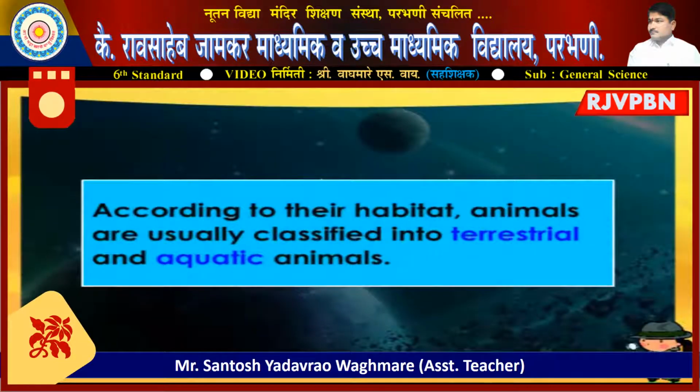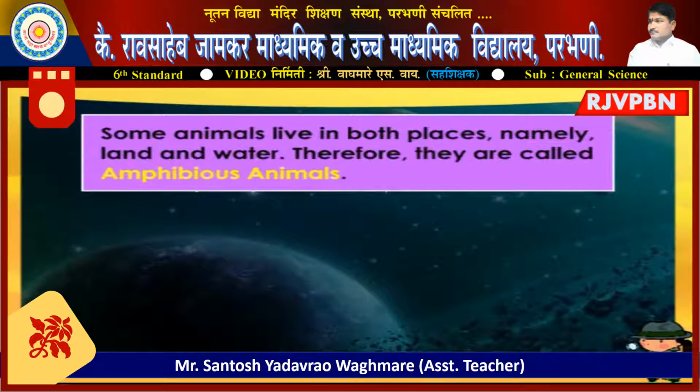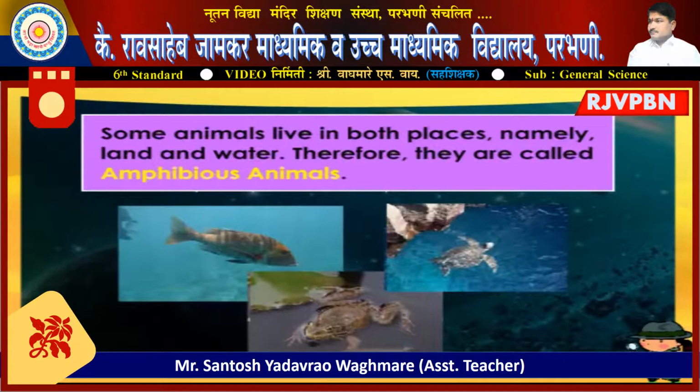According to their habitat, animals are usually classified into terrestrial and aquatic animals. Some animals live in both places, namely land and water. Therefore, they are called amphibious animals. For example, frog, salamander, etc.